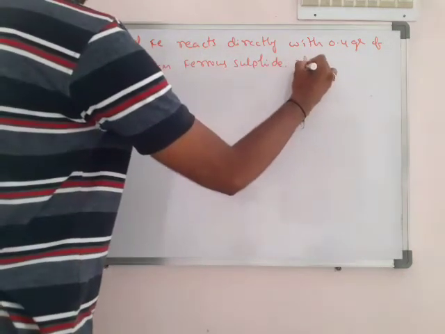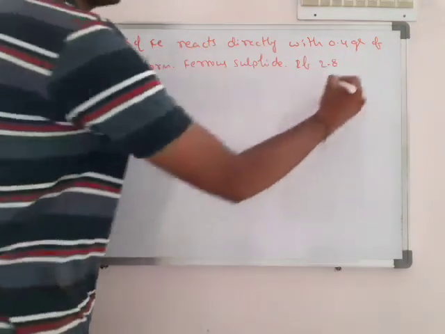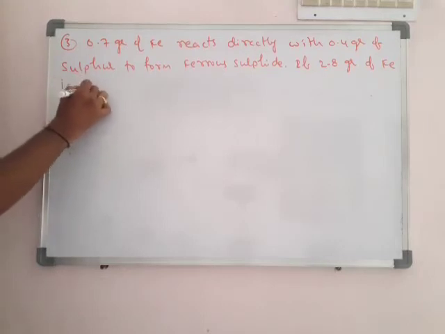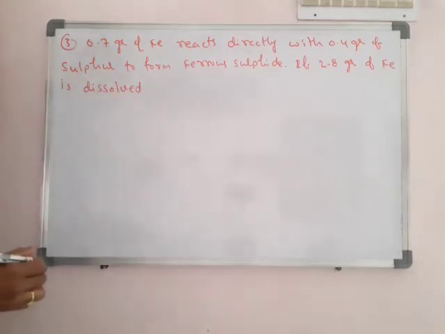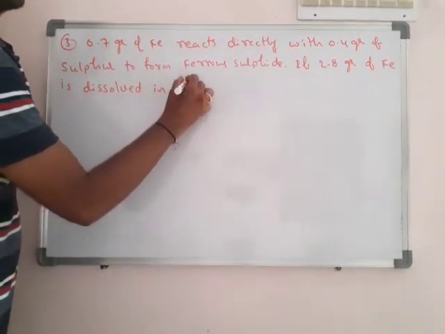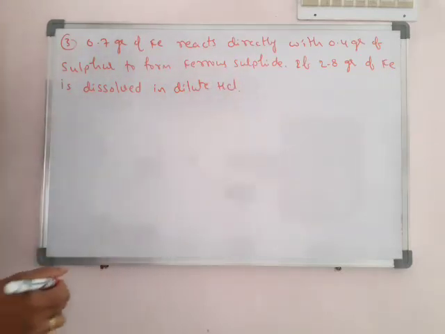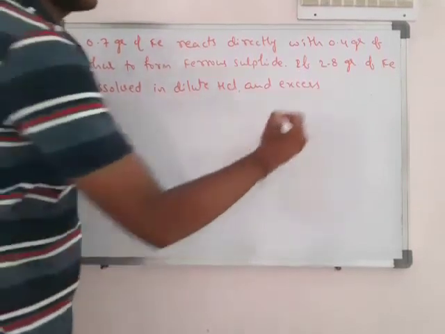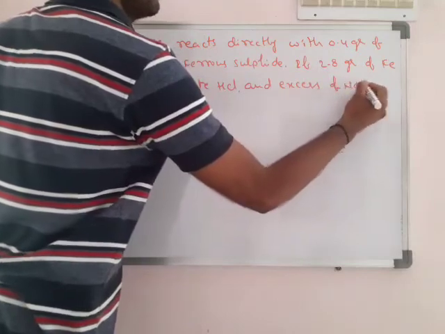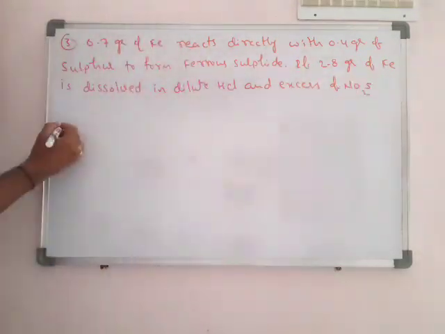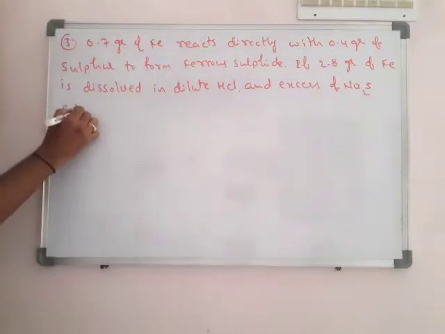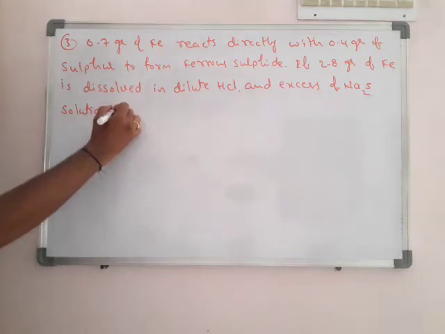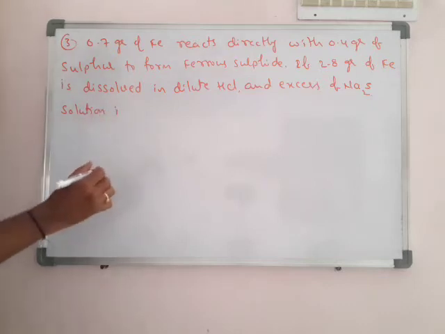So next, if 2.8 grams of iron, so it is the second one, iron is dissolved in dilute hydrochloric acid, and an excess amount of Na2S, sodium sulfide solution is added.